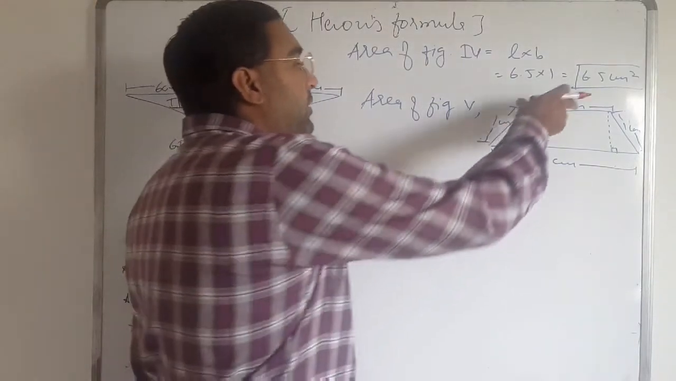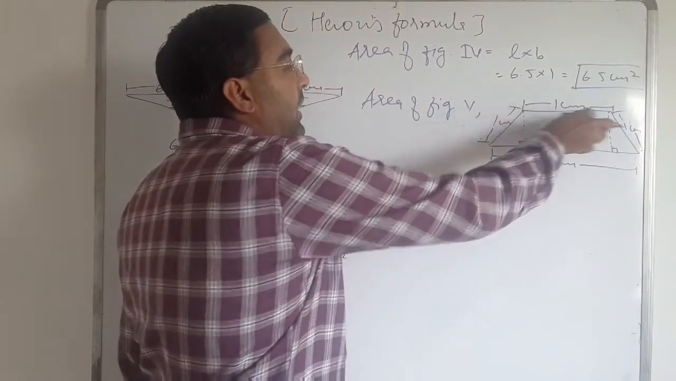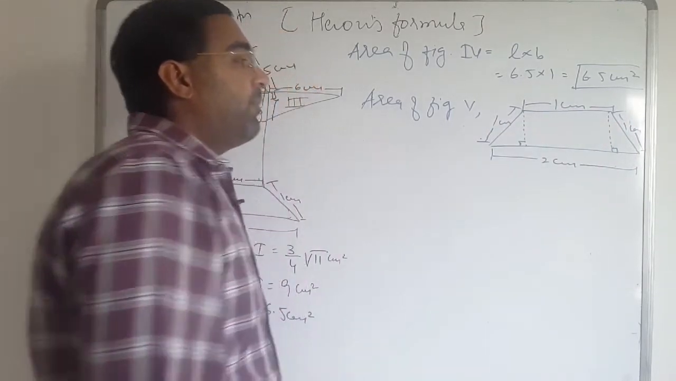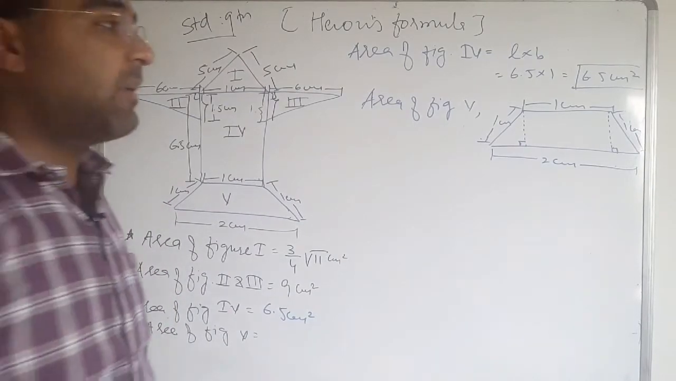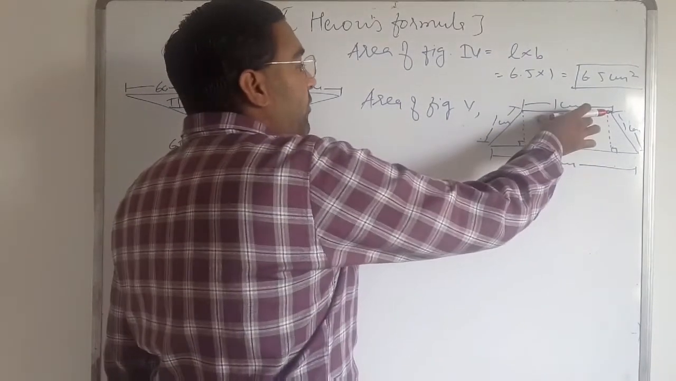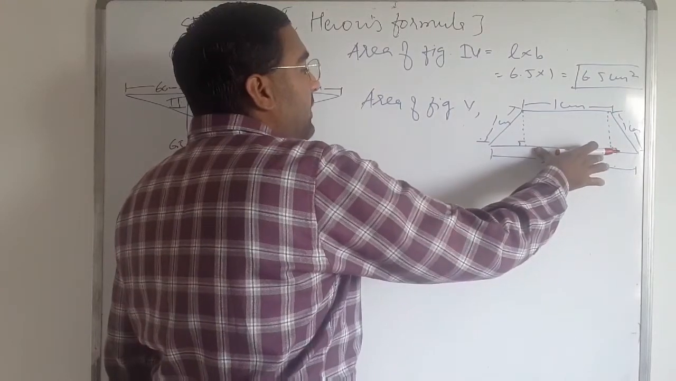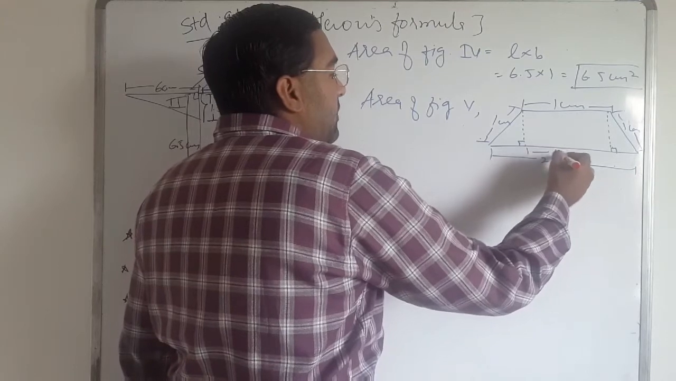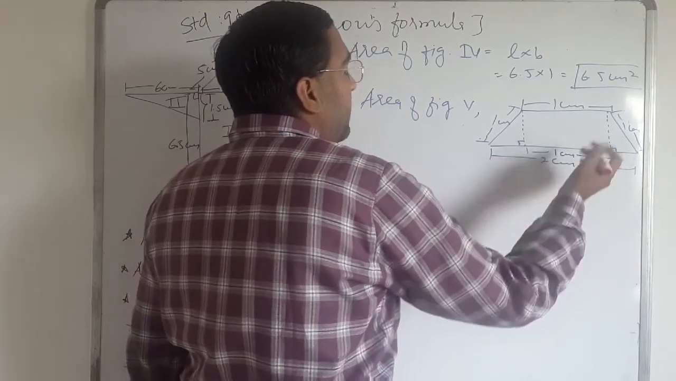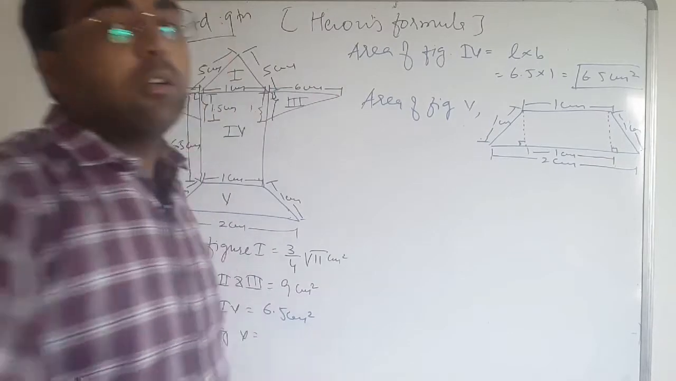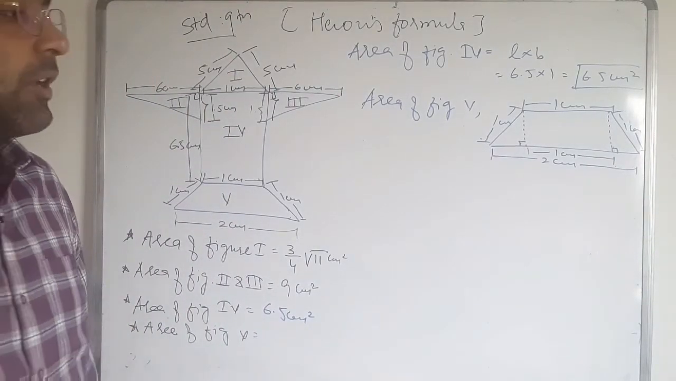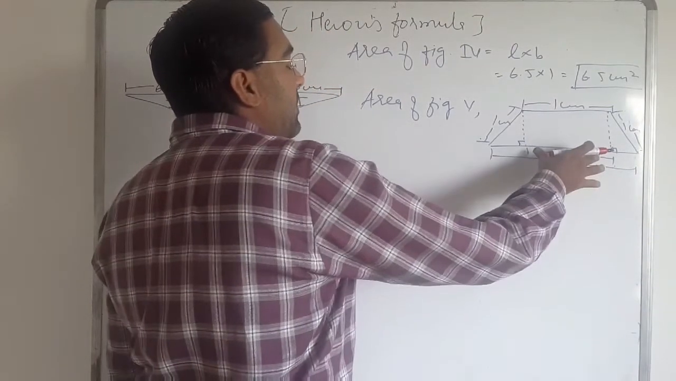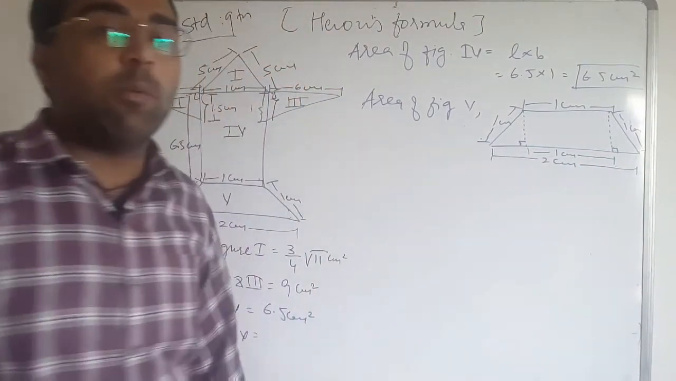Now when I construct a perpendicular to the base from this vertex, in the middle portion there is my part of the rectangle. The opposite sides of a rectangle are equal, so from this part to this part 1 centimeter is also taken. Here my whole base is 2 centimeter, and 1 centimeter is taken in the rectangular portion.